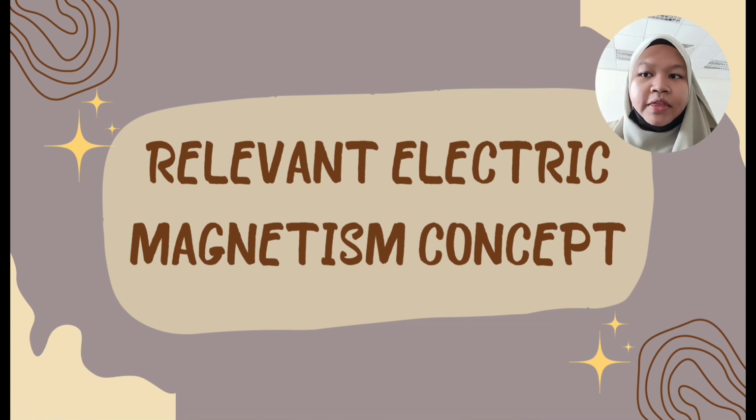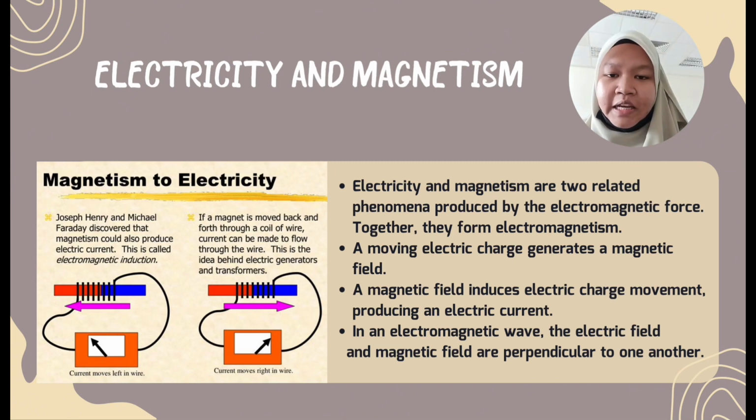Okay, so the next part is the relevant electromagnetism concept. Electricity and magnetism are two related phenomena produced by the electromagnetic force. Together, they form electromagnetism. A moving electric charge generates a magnetic field. A magnetic field induces electric charge movement, producing an electric current. In an electromagnetic wave, the electric field and magnetic field are perpendicular to one another.